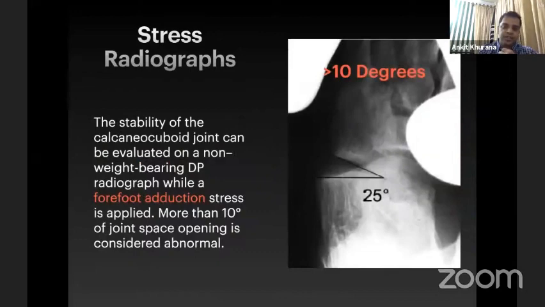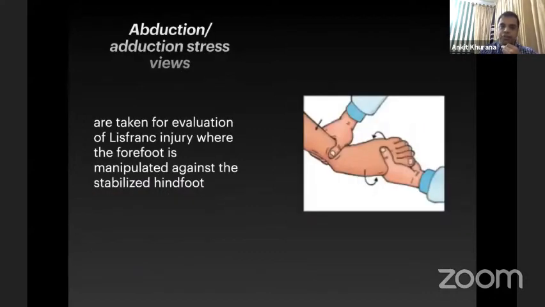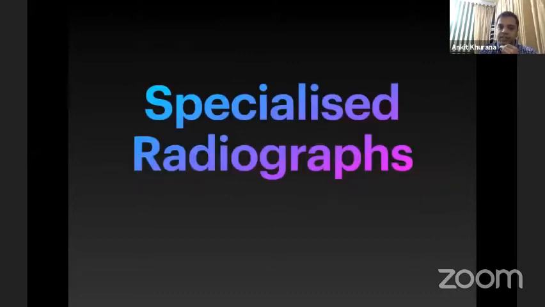And a stress radiograph of the foot, putting the foot in adduction, helps in evaluating for instability at the calcaneocuboid joint, and an increase of more than 10 degrees of the angle indicates an instability of the calcaneocuboid joint. Similarly, abduction and adduction stress views can be done to assess for integrity of the Lisfranc ligament and to look for subtle changes if there is a Lisfranc injury.